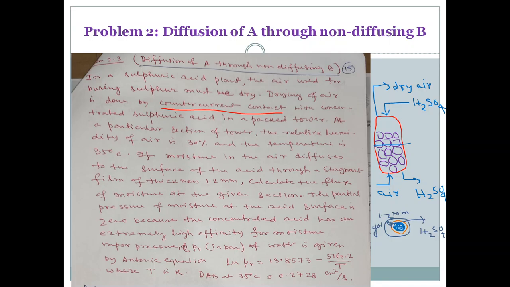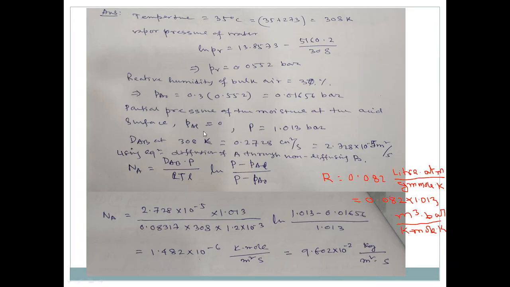Because the sulfuric acid has a very high affinity to absorb it, no water vapor will be available at the interface. That means you can assume the vapor pressure at L is equal to 0, and the total pressure, that is 1 atmosphere, equals 1.013 bar. So this thing you should keep in mind. 1 atmosphere will be almost equal to 1 bar, but there is some difference. 1 atmosphere equals 1.013 bar.